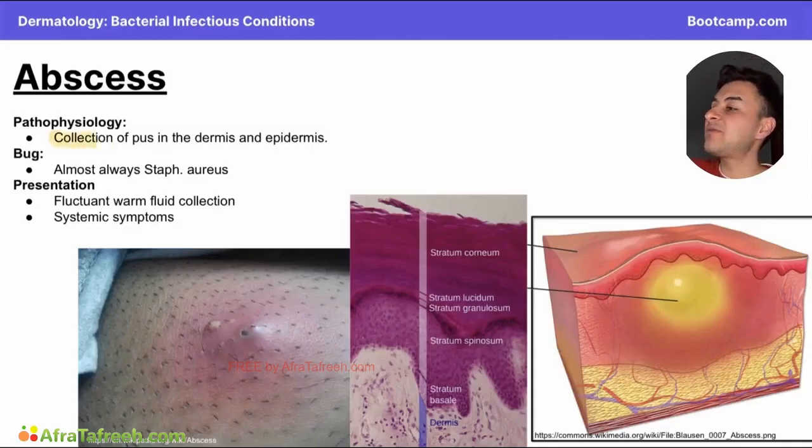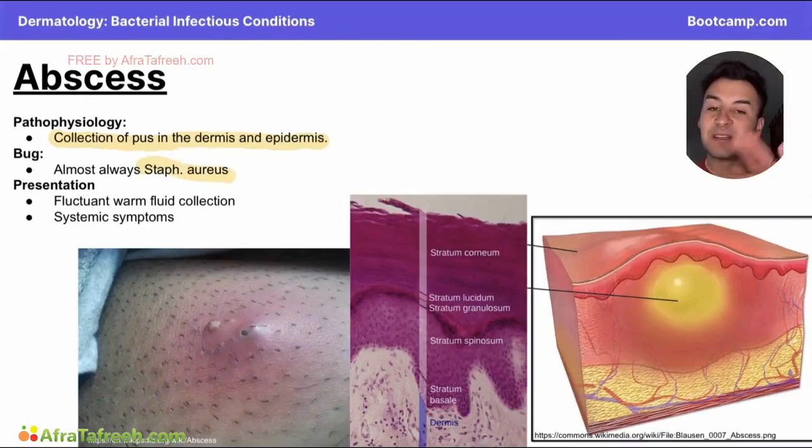It is a collection of pus in the dermis and epidermis, and it's almost always going to be due to Staph aureus. And that's pretty high yield in terms of these abscess infections. These abscesses, you're going to be able to tap on them and feel like a lake of fluid underneath. And you can kind of appreciate that here.